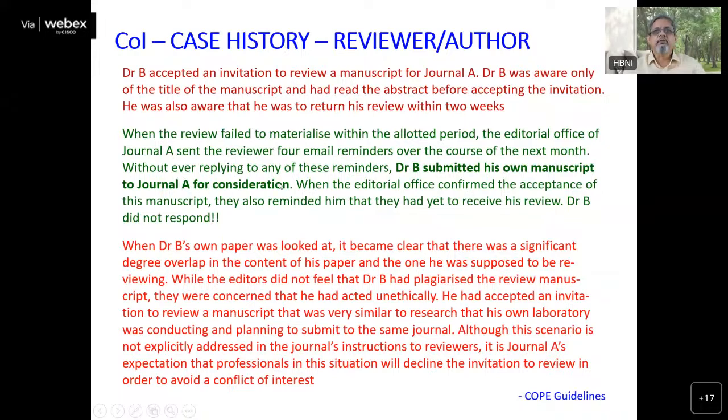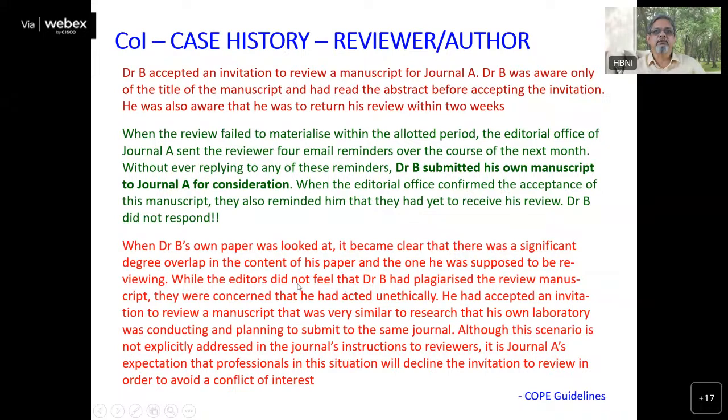Now, without replying to any of these reminders, this referee submitted his own manuscript to Journal A for consideration. And when the editorial office confirmed the acceptance of this manuscript, they also reminded him that they had yet to receive his earlier review of that manuscript. But this person did not respond. And when the editors looked into Dr. B's own paper, it became very clear that there was a significant degree of overlap between the contents of Dr. B's paper and the manuscript which he was supposed to review.